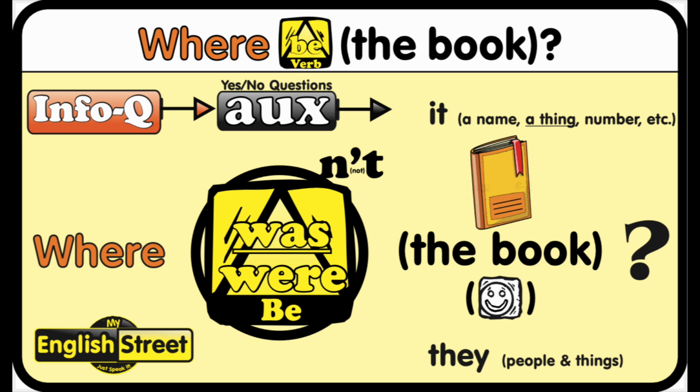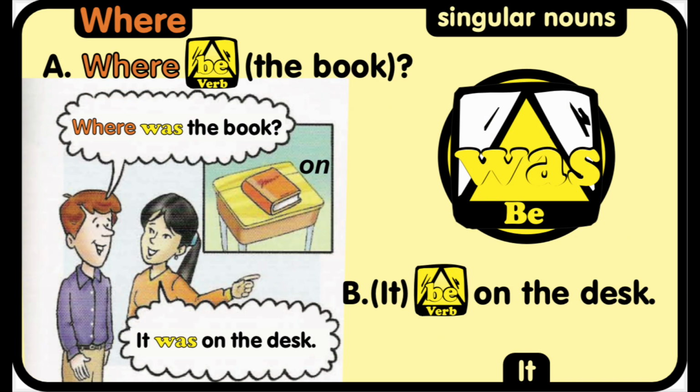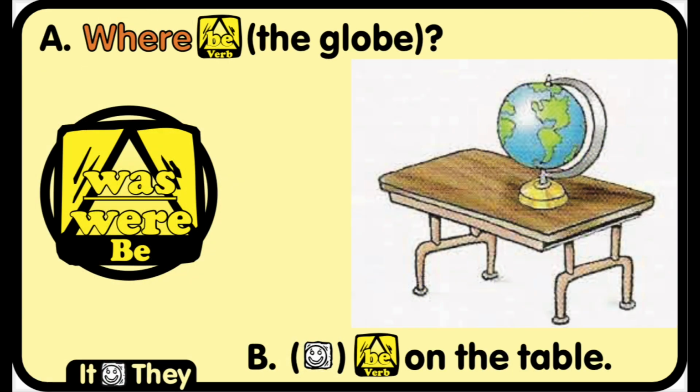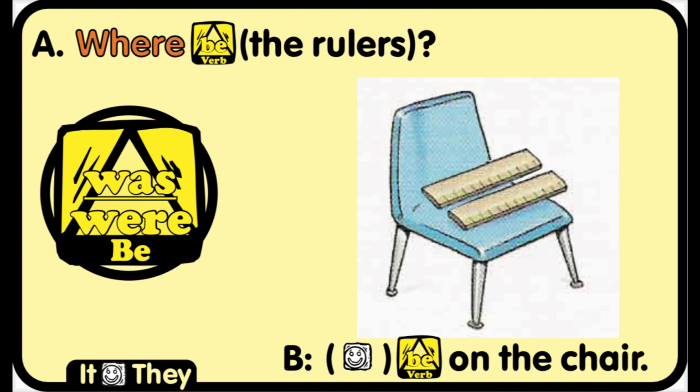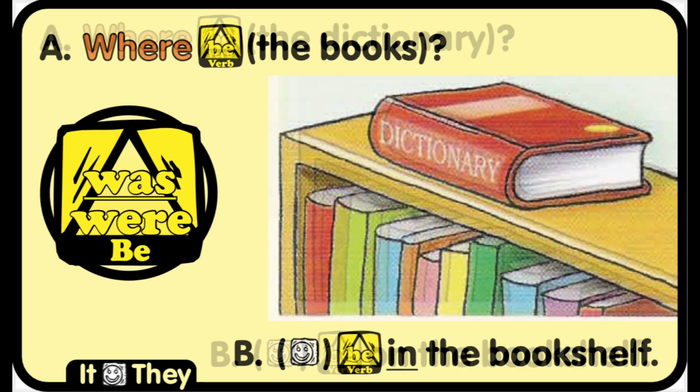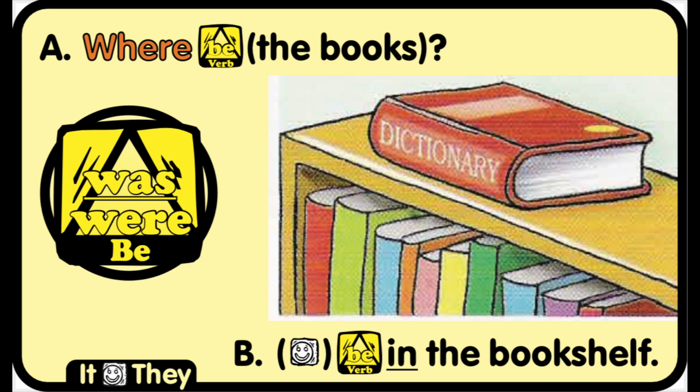Where was the book? It was on the desk. Where were the books? They were on the desk. Where was the globe? It was on the table. Where were the rulers? They were on the chair. Where was the dictionary? It was on the bookshelf. Where were the books? They were in the bookshelf.